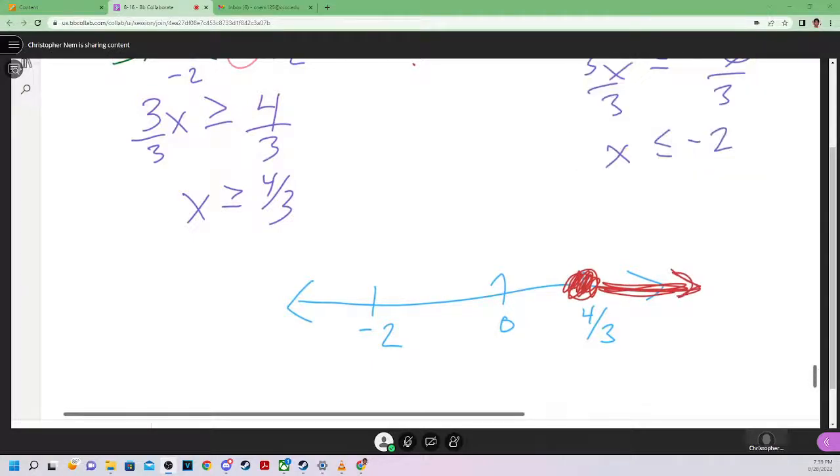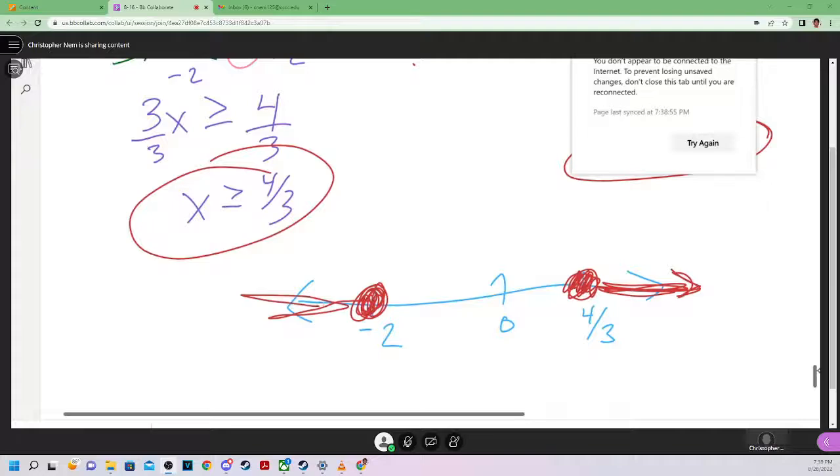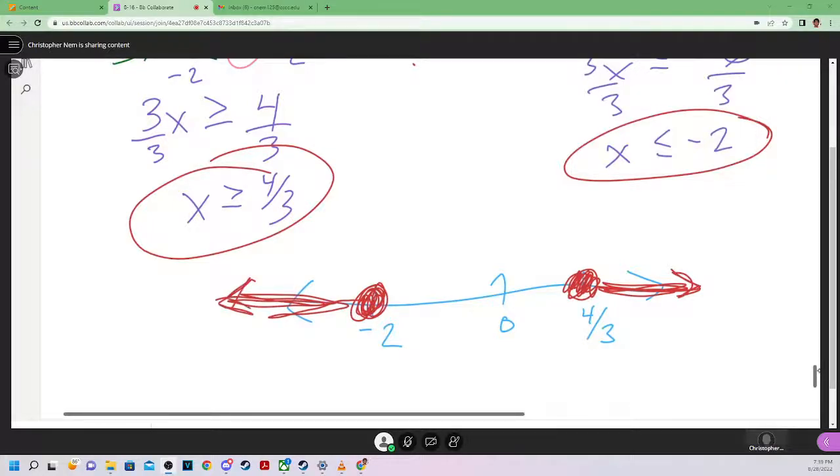All right, good. Now, if I go to the second inequality over here, my second solution, I have x is less than or equal to -2. So I do include that, but it is less than, so I'm going to the left. Well, do you see how they're not connected? So in this case, we have x is greater than or equal to 4/3, or x is less than or equal to -2. They're both our solution, but because they're not connected, we're using the or statement.